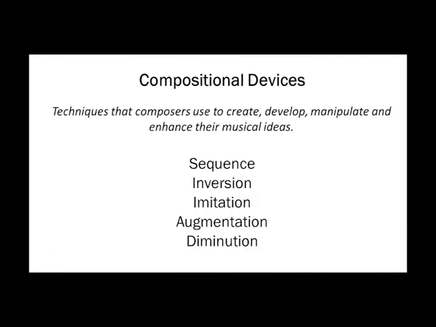That's a basic understanding of the different compositional devices. When you have a look at your set works, make sure you actually think about how they're being used. The Mozart contains a lot of imitation. It contains a lot of sequencing. See if you can identify it for yourself.